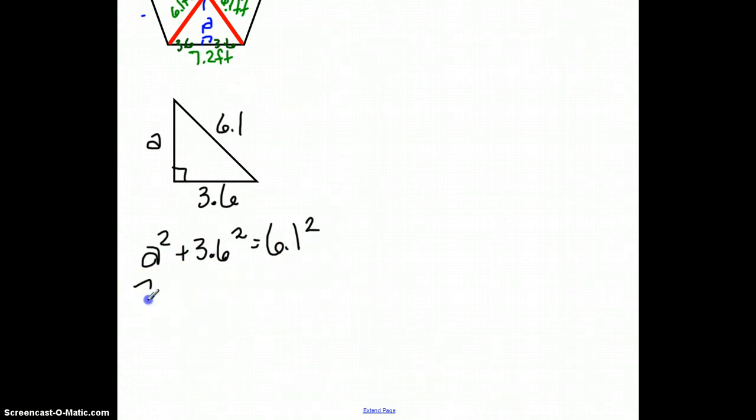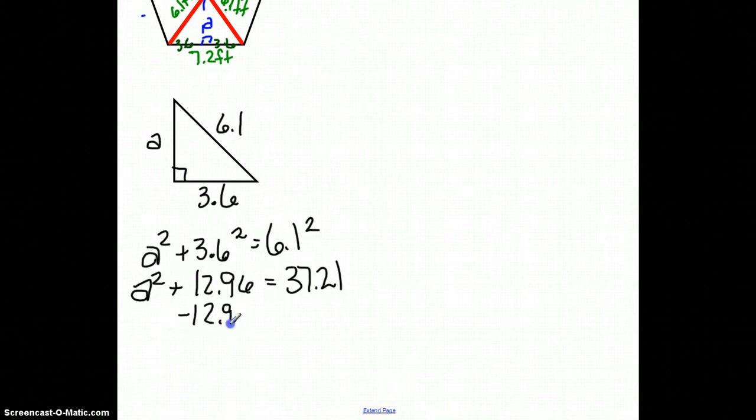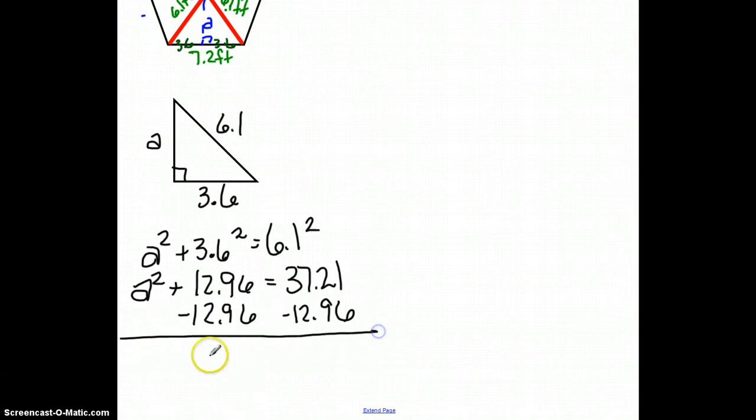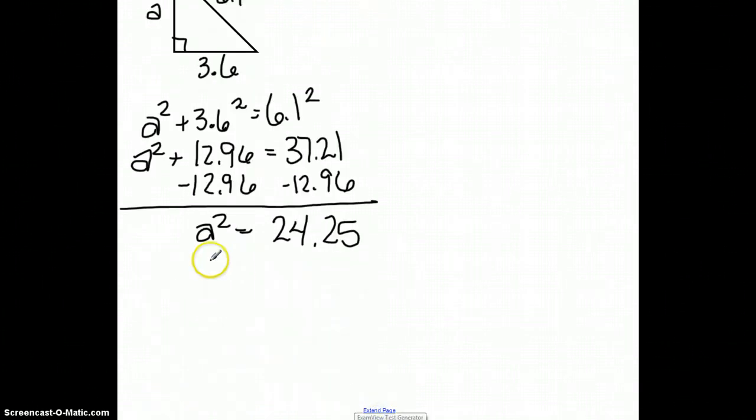So 3.6 squared is 12.96. 6.1 squared is 37.21. Okay, so now subtract 12.96 from both sides, which gives me 24.25. And then to find a, I have to do the square root of that.